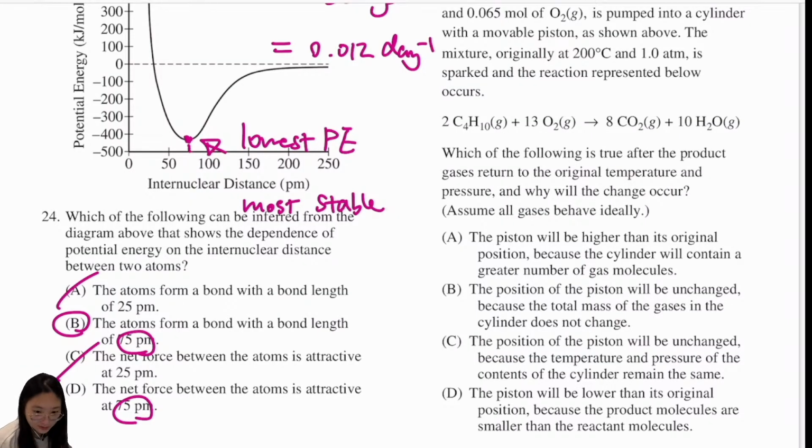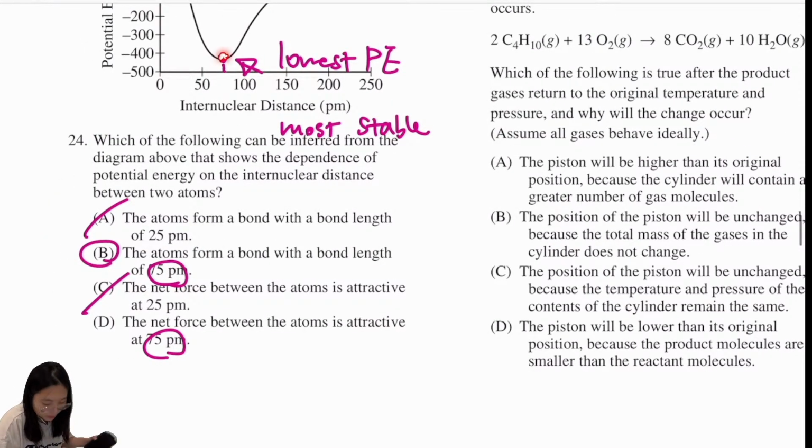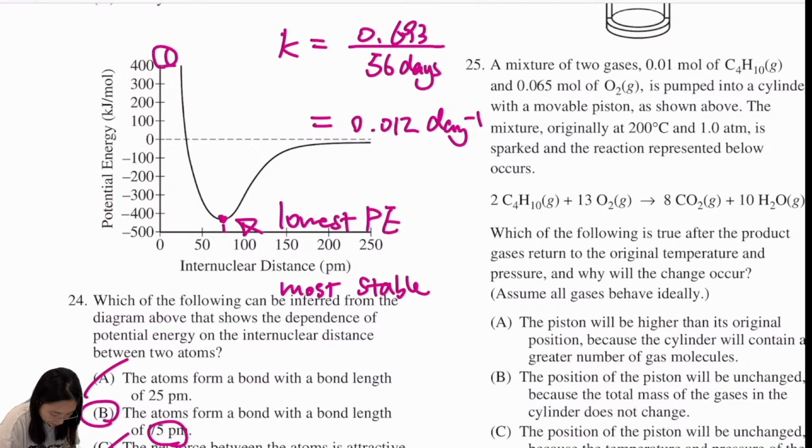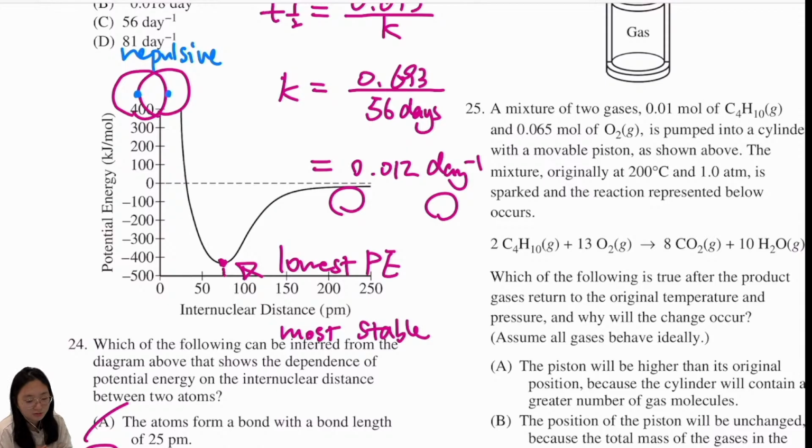Why is it B and not D? Okay, D states the net force between the atoms is attractive. Actually at this point, the attractive force and the repulsive force form some kind of balance. When atoms are too close to each other, their nuclei are super close, and they have a big repulsive force. But what if two atoms are very, very far from each other? Then they do not interact with each other. They do not attract, they do not repel, just nothing. They do not interact at all.